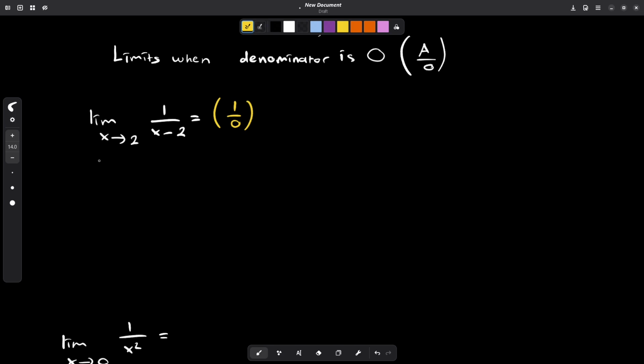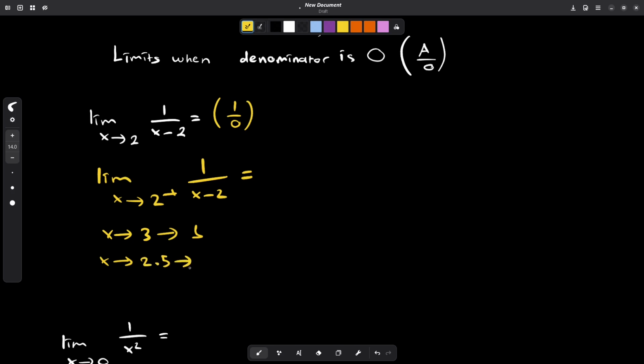Therefore, to understand what is going on with my limit, I need to check the limit from the left and the right. When I check the limit from the right side, this is telling me that I am a number, a value that is greater than 2, right? For example, let's try 3, 1. Let's try to get closer, 2.5 maybe. 2.5 minus 2 is 0.5, 1 over 0.5 is 2, right? And I will keep getting closer like this.